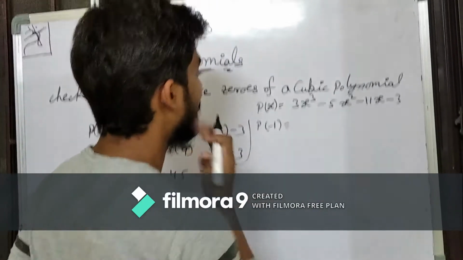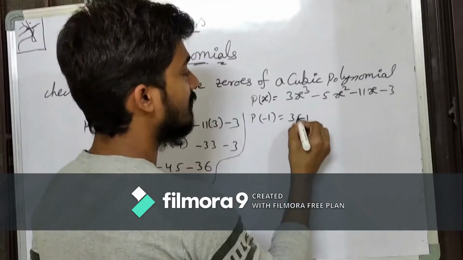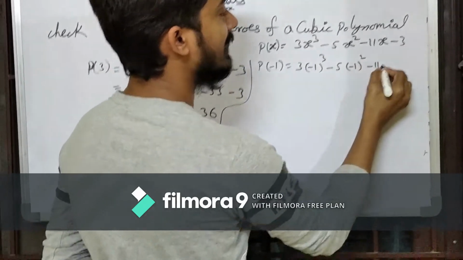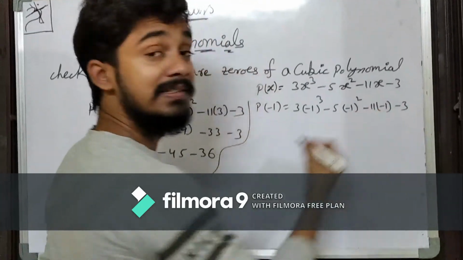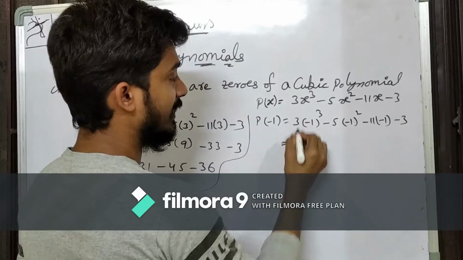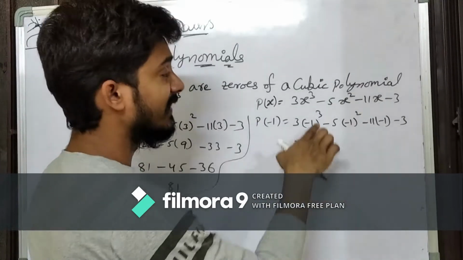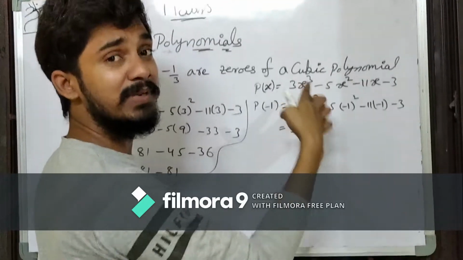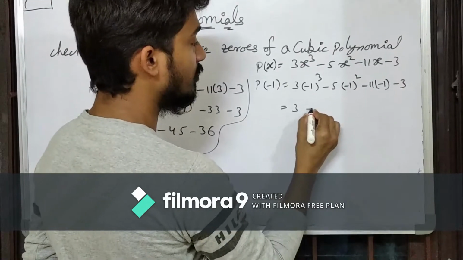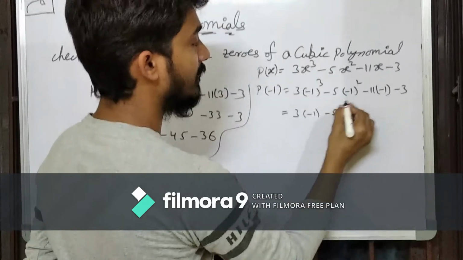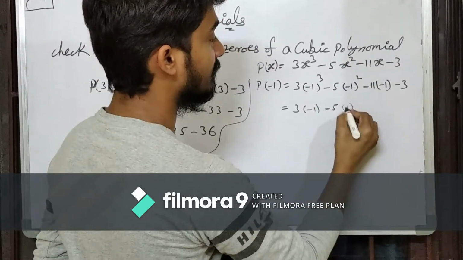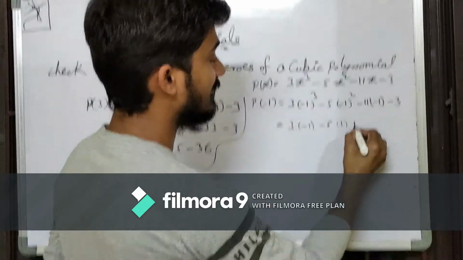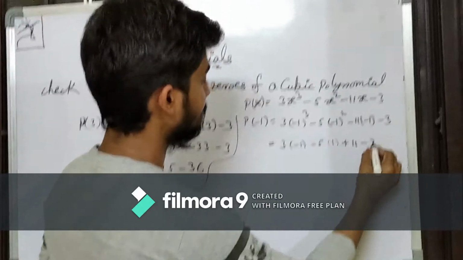Let us find P of minus 1. P of minus 1 means 3 into (minus 1) whole cube minus 5 into (minus 1) whole square minus 11 into minus 1 minus 3. Okay guys? 3 into (minus 1) whole cube. The exponent is an odd number, so the base stays negative: (minus 1) whole cube means minus 1. Minus 5 into (minus 1) whole square means minus 5 into 1. Next, minus 11 into minus 1 is plus 11, minus 3.